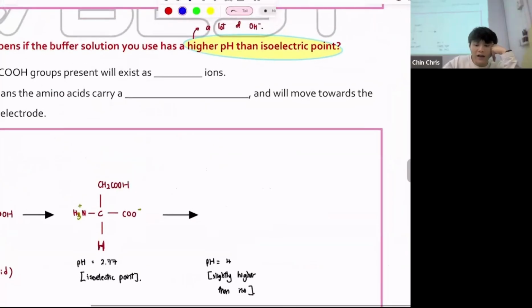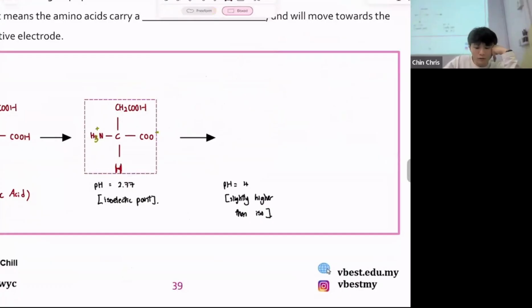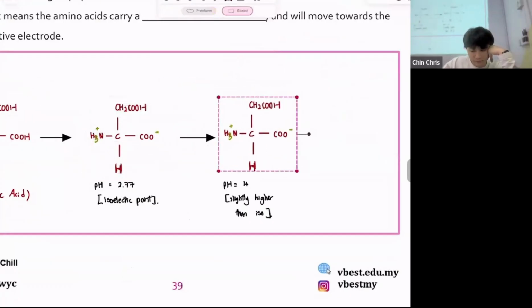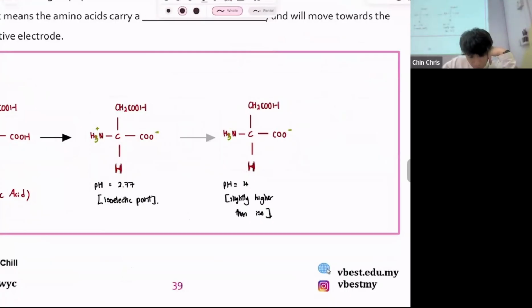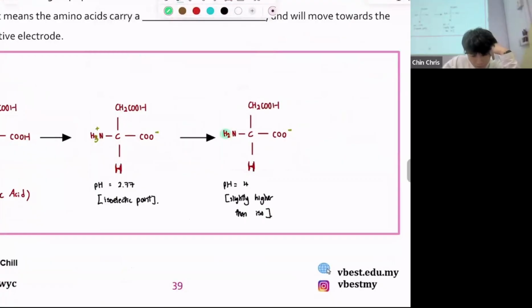So higher pH means you have a lot of OH minus, right? So if I take OH minus here, which one will react with the OH minus? NH3 plus, right? So one of the H will react to form H2O. So the NH3 plus will return back to NH2. Well done. Understand? Clear?